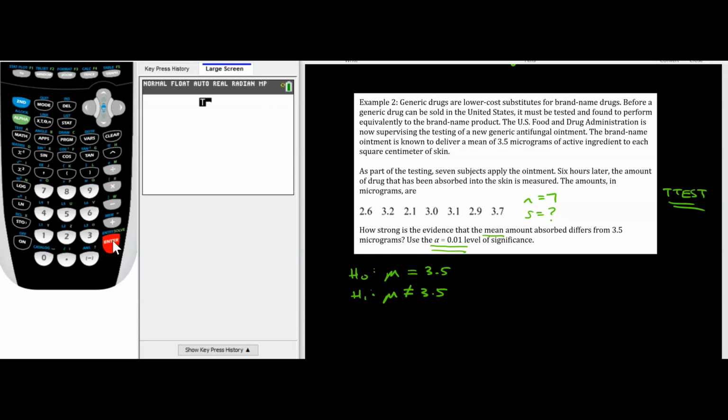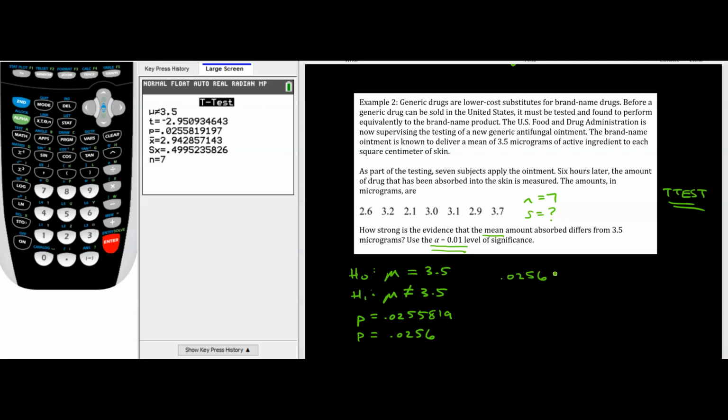And when I press calculate, I'm again going to get a p-value from a t-distribution. And my p-value here is 0.0255819. And again, typically, if we're going to 4 decimal places like we often are in Connect, then this p-value is 0.0256. And note, 0.0256 is actually greater than our alpha cutoff of 0.01. And so this is where we would say we fail to reject the null.